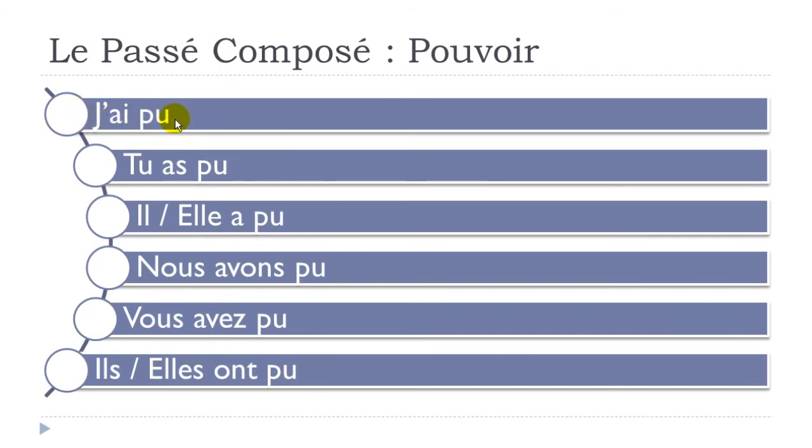J'ai pu. Tu as pu. Remember, you don't pronounce the S here. Il a pu. Elle a pu. Nous avons pu. Little link, little liaison between the two. Vous avez pu. Same thing here. Little liaison between the two. Ils ont pu. Same thing here.